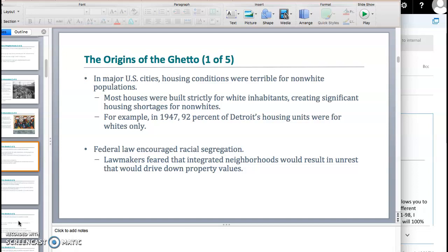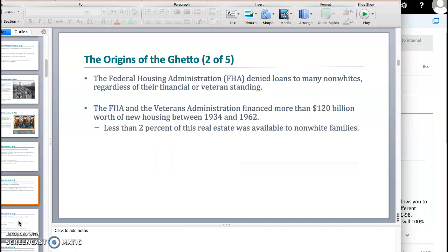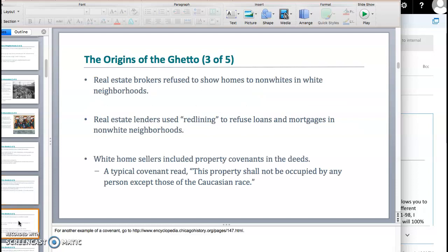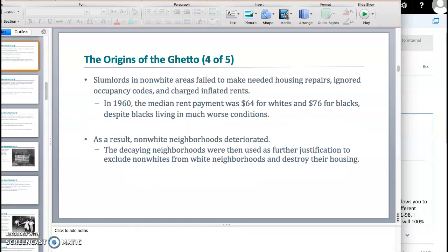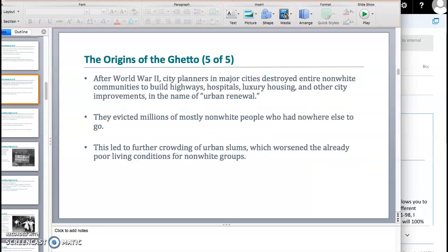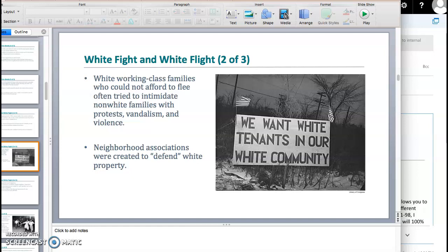In Detroit in 1947, it was 92% white, and they were for whites only. And in New York City they were for whites only, but then the whites started moving to what we now know as the suburbs. Like I say, I'm just stopping when I see something that I would like to go over. This sign is still prevalent today: we want white tenants in our white community.